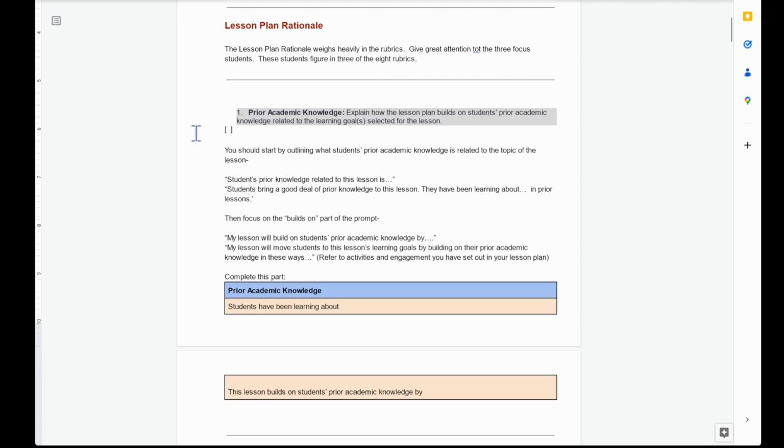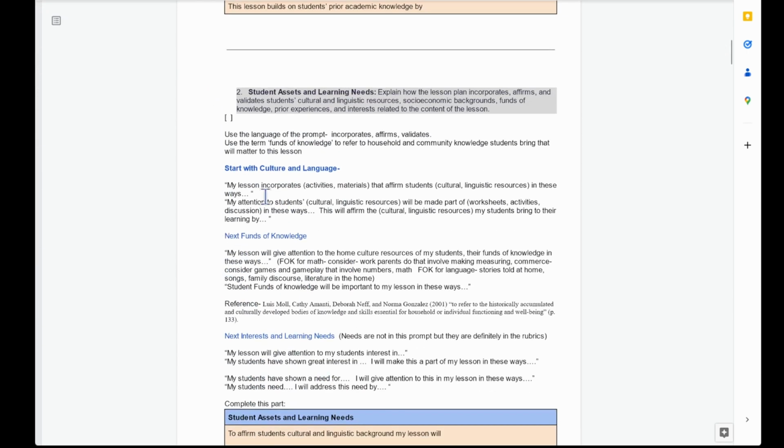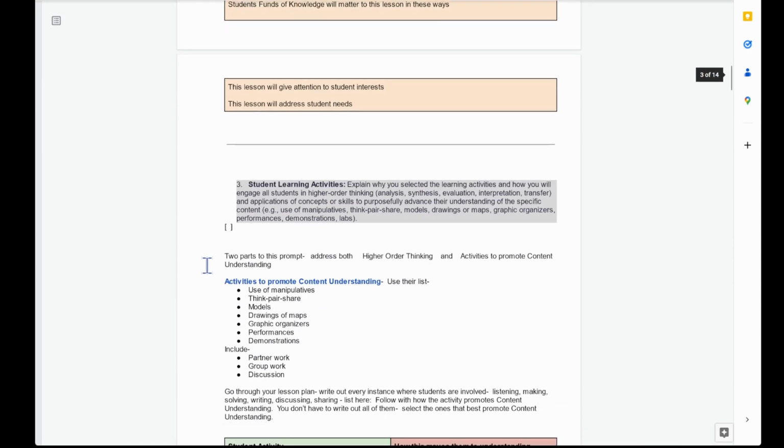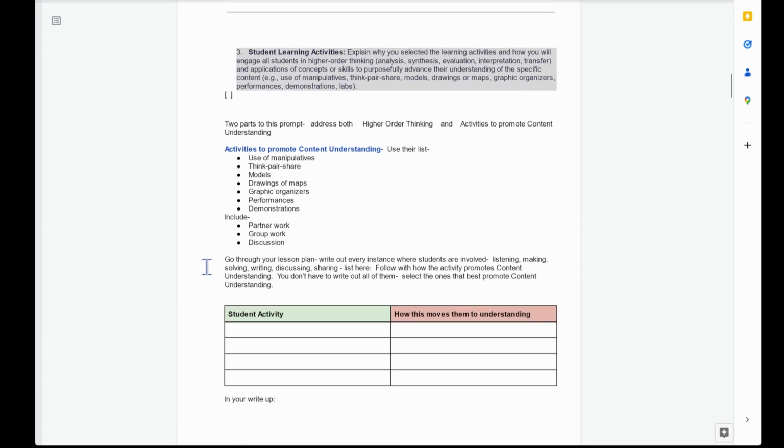Cycle 1, prior academic knowledge. Here's the prompt. I give you suggestions and some workspace. Number 2, students' assets and learning needs. I break it all down for you, give you some working space. Student learning activities, and then I set out some suggestions for you as well.